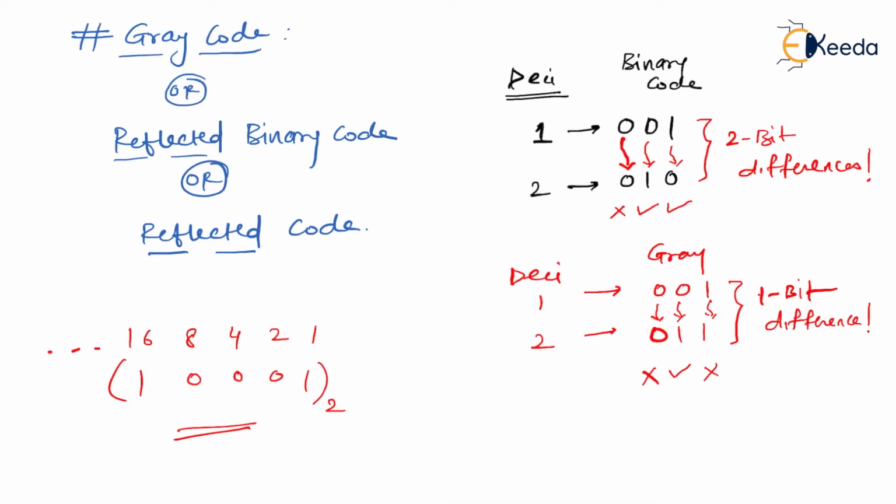When I have to write gray code, we have to really generate gray code. So there is a technique. Let us understand what is the technique behind generating the gray code, and within the same technique you will understand the reason why they are called reflected, that is reflected code. So let's begin with generation of gray code.